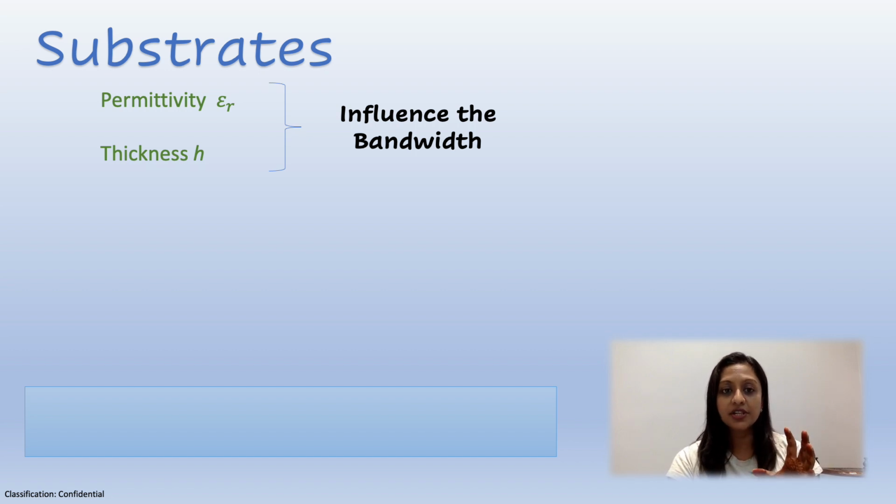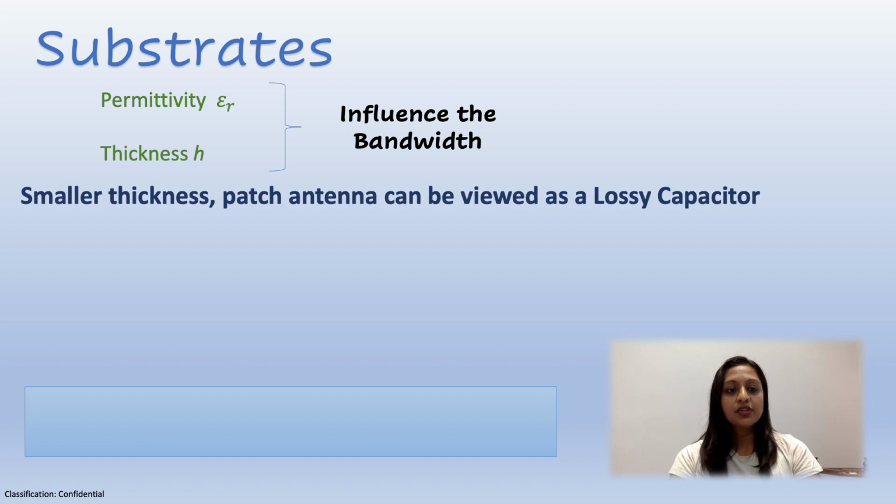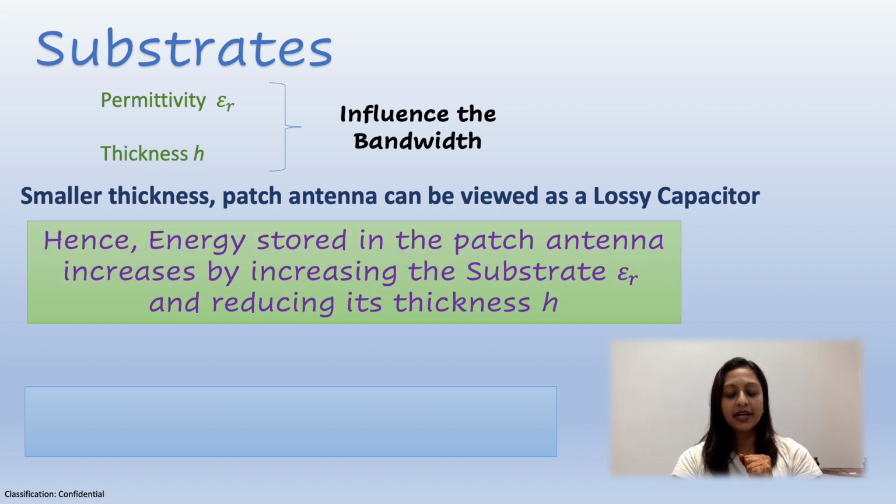So when I choose a substrate, the first thing which I have to be careful about is what is the permittivity of it, what is the thickness of it, which directly influences the bandwidth. So when I consider a smaller thickness of the substrate, patch antenna is mostly viewed as a lossy capacitor. So keeping this in mind, if I want to have a patch antenna as an energy storage device, what I'll do is I'll increase the substrate permittivity and I'll reduce its thickness. So good for me when I'm talking about an energy storage device.